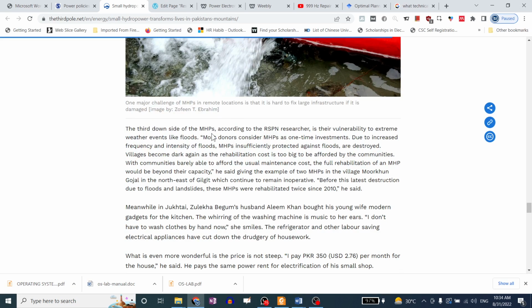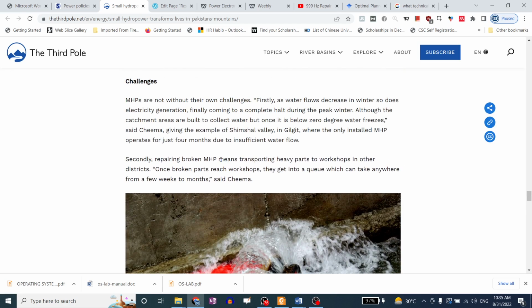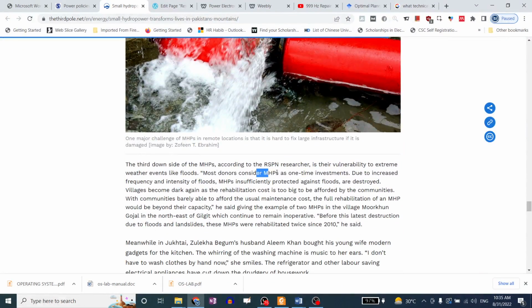And the third one is the downside, vulnerability to extreme weather events like floods. For floods, there is a repairing issue, and donors consider it a one-time investment, but when the whole infrastructure is damaged in floods, it is difficult for communities to rehabilitate that cost. The reconstruction cost of these micro hydropower plants is very high. So these are the issues, and these issues can be tackled.